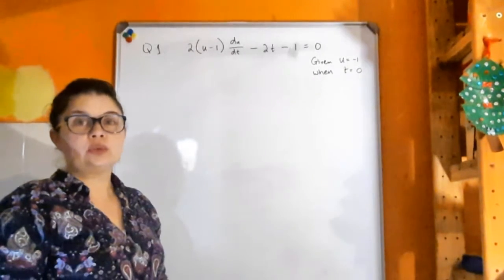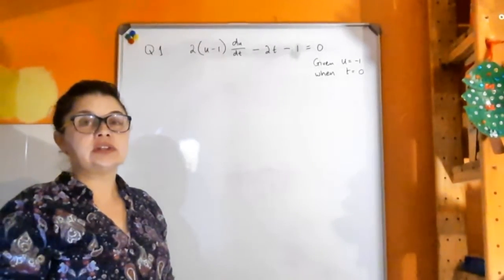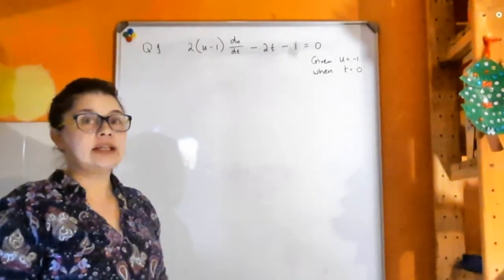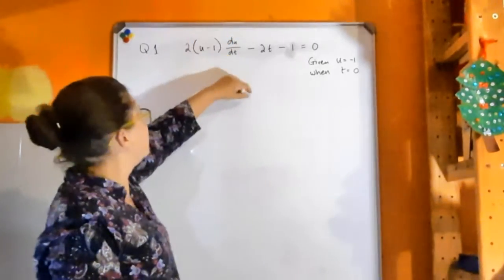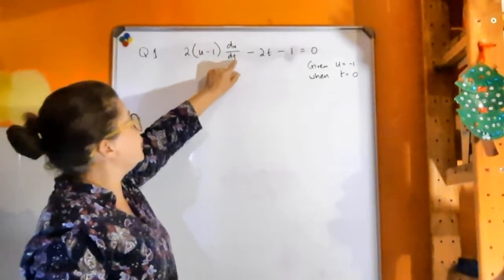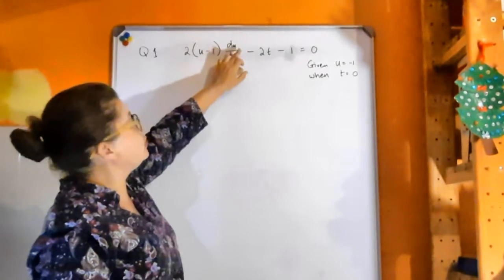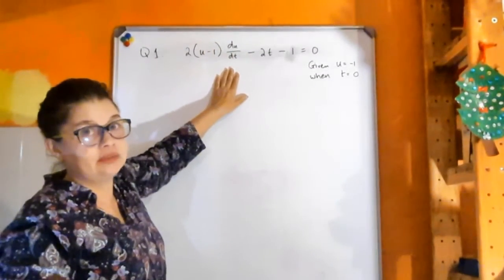Let's have a look at question 1. So the first thing you always want to do with a differential equation is determine what your variables are. And that is given to you by the derivative symbol here. So the numerator, you have u, and in the denominator, you have a t, which means that your dependent variable is u and your independent variable is t.